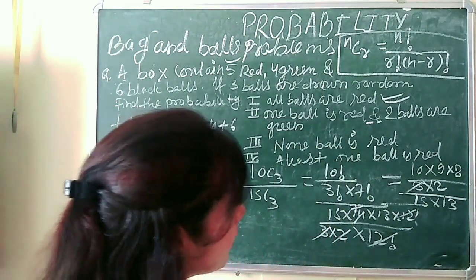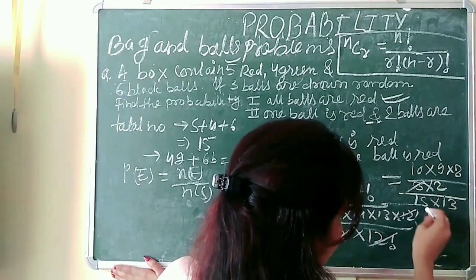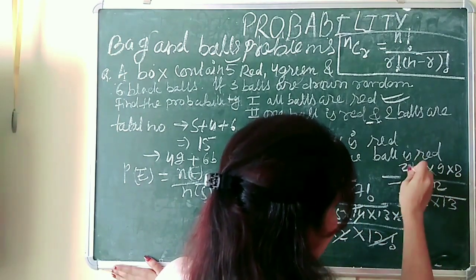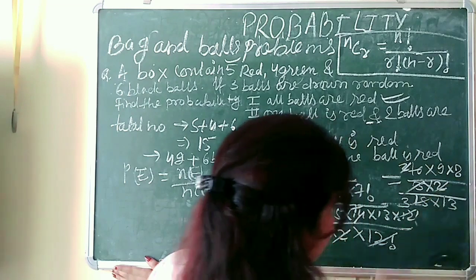Now we will solve it. So that will be 3, that will be 2. And this 2 cancels out.